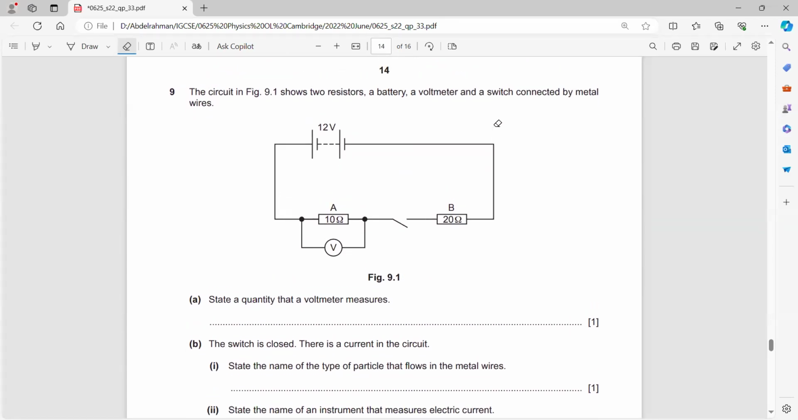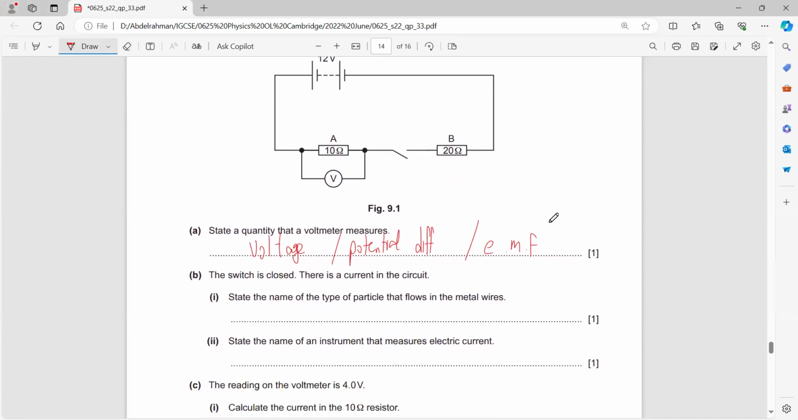State the quantity that a voltmeter measures. Voltage, right? Voltage, potential difference, electromotive force, whatever, they all have the same meaning. If someone wants to say potential difference, okay. If someone wants to say EMF, electromotive force, they're all the same. The switch is closed.